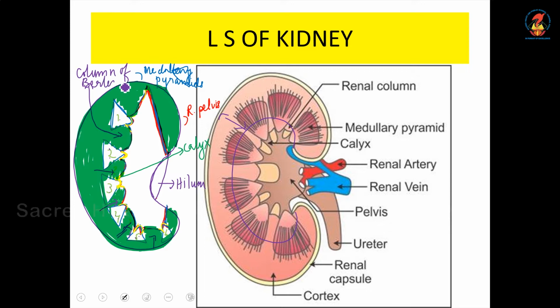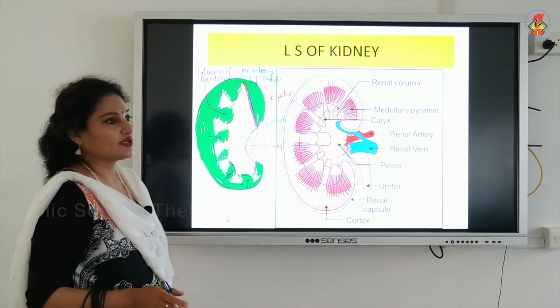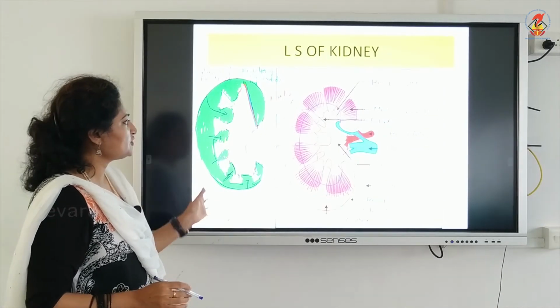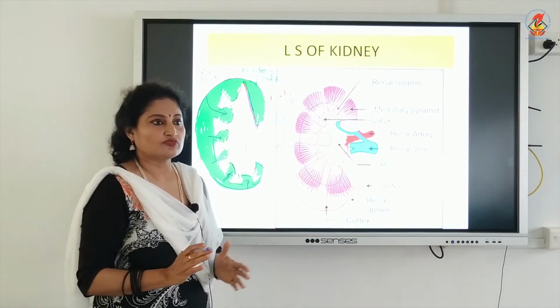So what is column of Bertini? The cortex extends in between adjacent medullary pyramids. That region is known as column of Bertini. So with that I have completed the structure of a kidney.